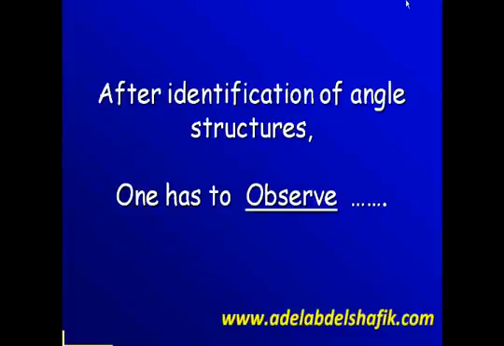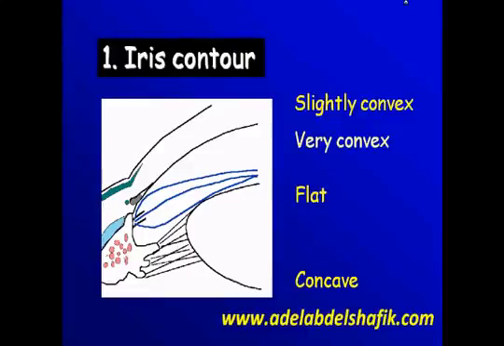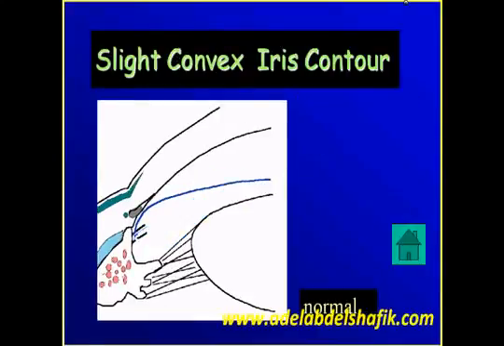After we identify where the angle is, we need to look at certain points. First, we need to have an idea about the iris contour, the most peripheral part of the iris. It can be slightly convex, very convex, flat, or concave. Slightly convex iris is the normal. You get the most peripheral part of the iris slightly convex.